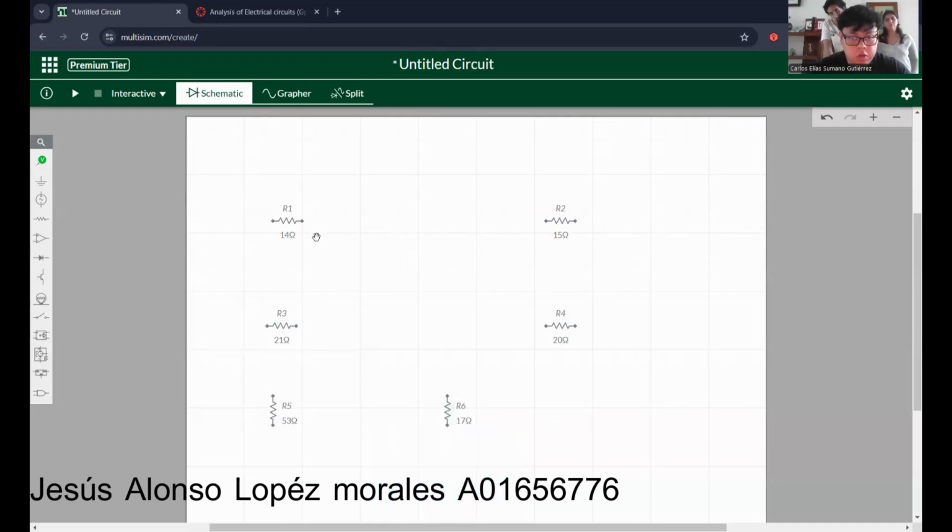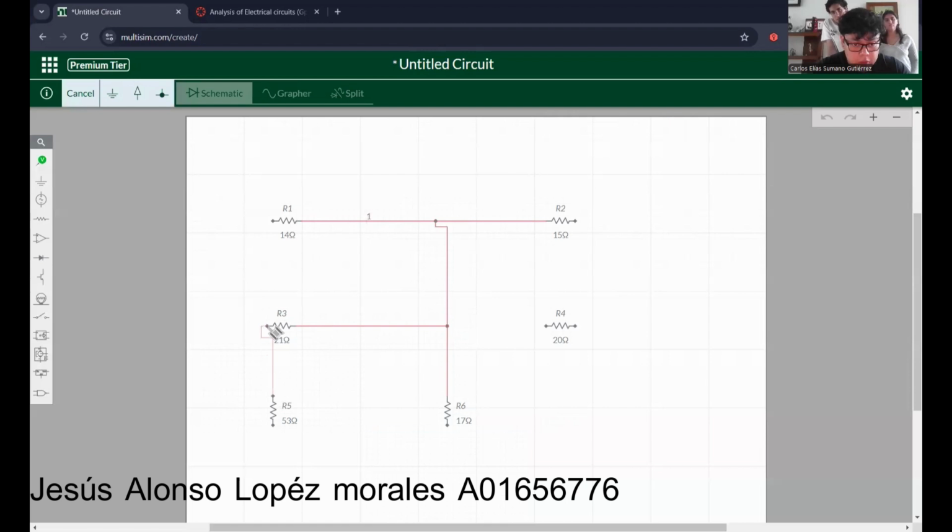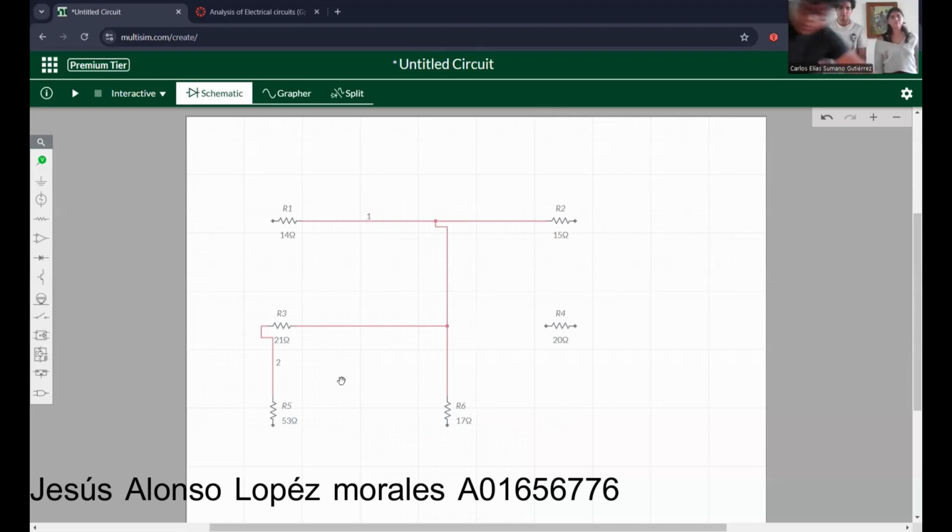Let's make the junctions for resistor one. Resistor number six, and here resistor number three with wire number two, and resistor number five with resistor number three. And my teammate completes the circuit.